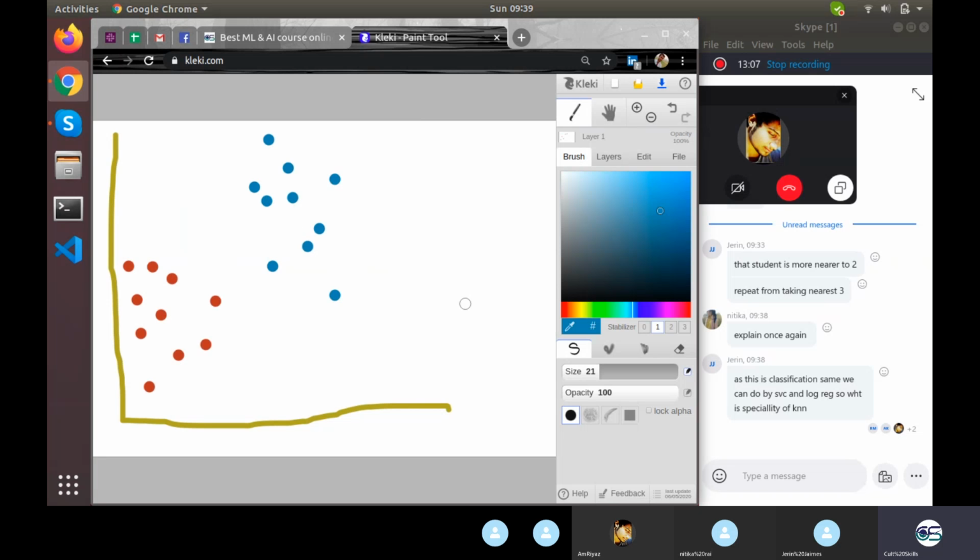Alright, so all 20 points are there. Now there is one value of n, which is 5. Okay, and there is a point which is of yellow color right here. Now the first step is to calculate the distance of this point to all the other points.